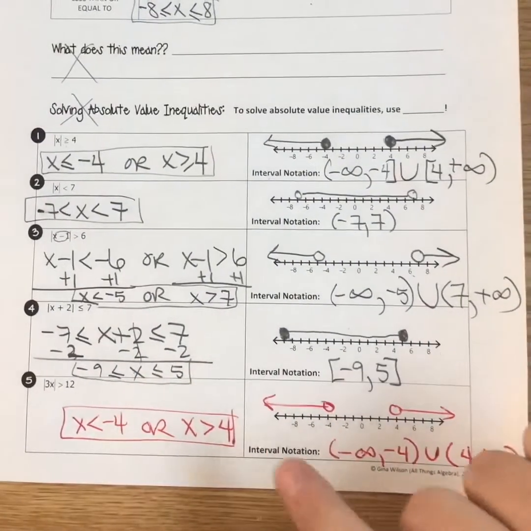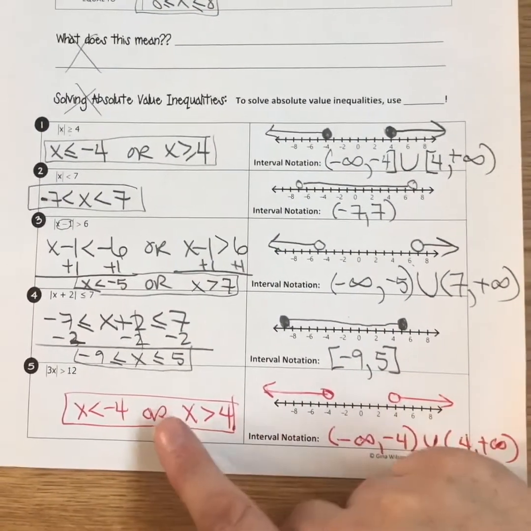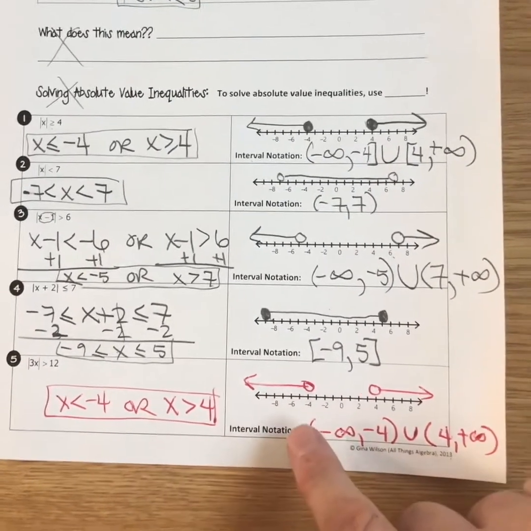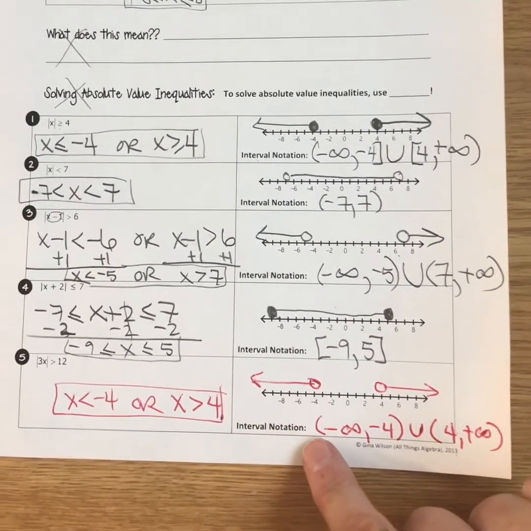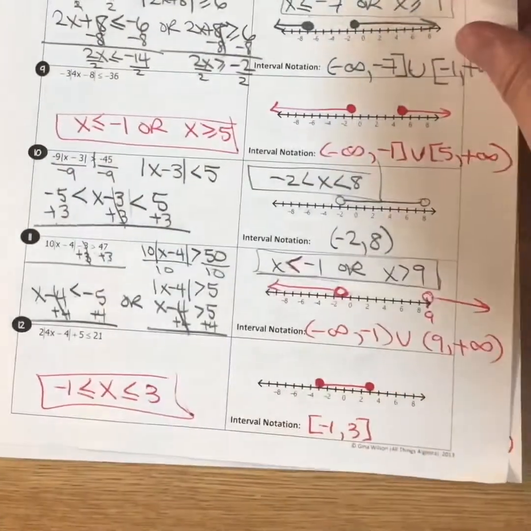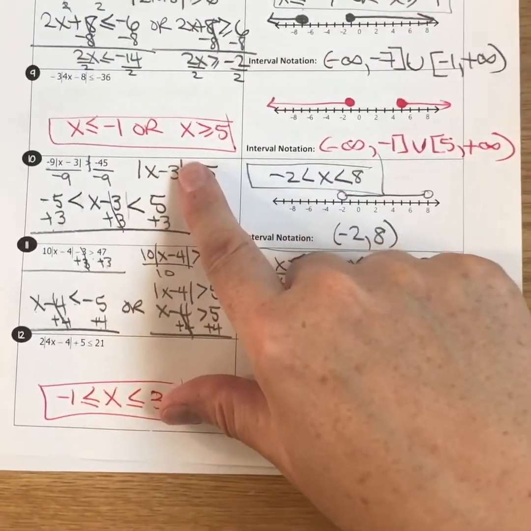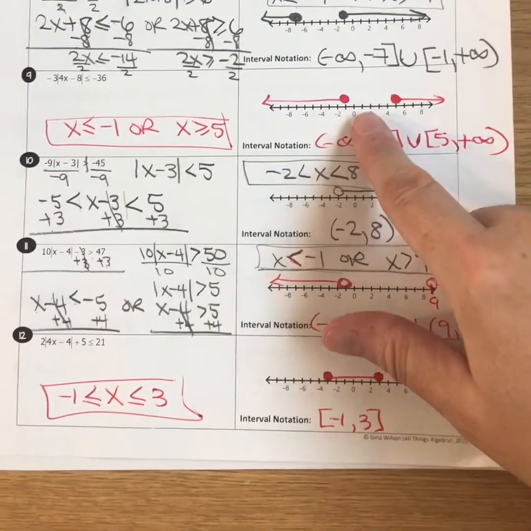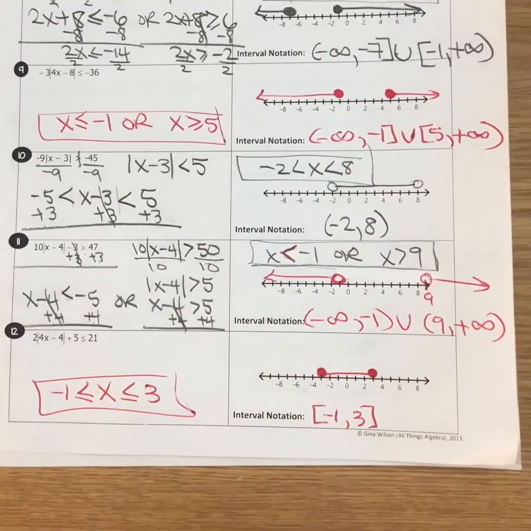So for number 3, you should get x is less than negative 4 or x is greater than 4, and then have the matching graph and interval notation. And then for number 4, you should get x is less than or equal to negative 1 or x is greater than or equal to 5 with the matching graph and interval notation.